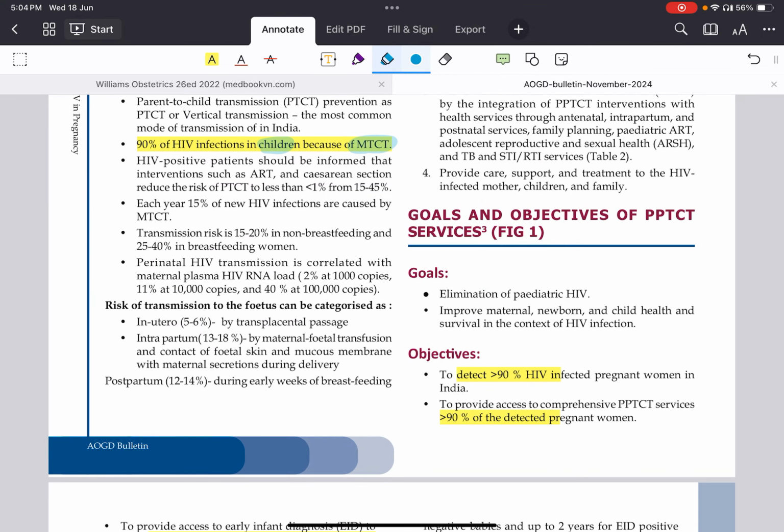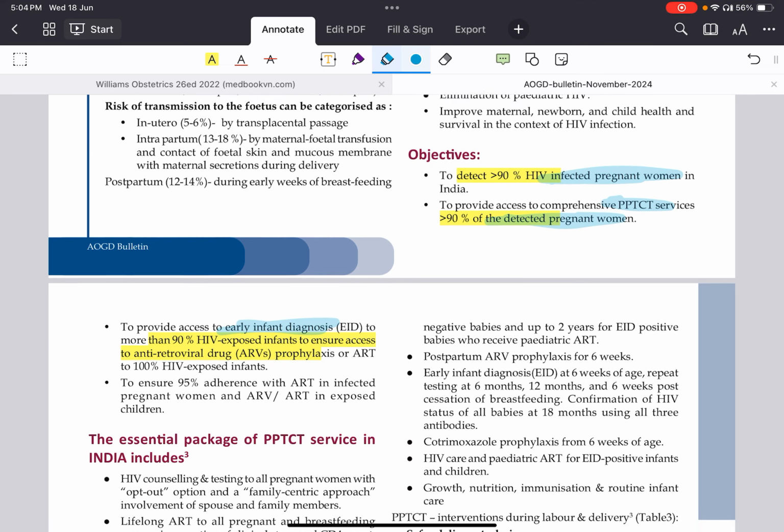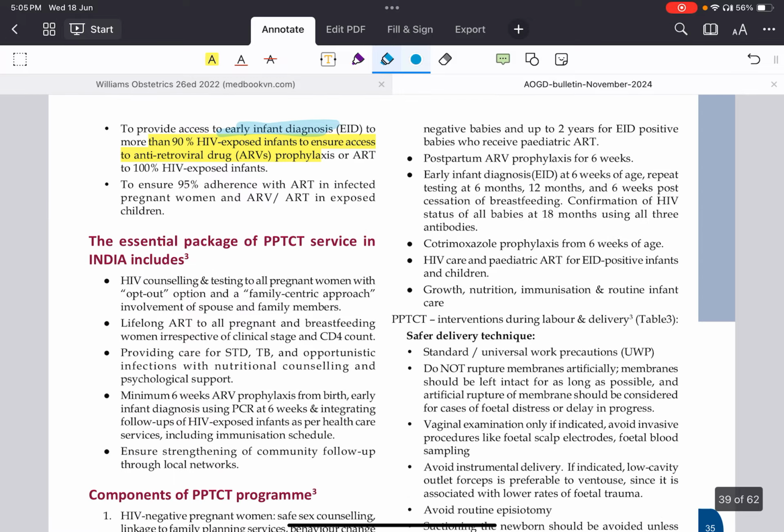Coming to goals and objectives of PPTCT, there is the 90-90-90 goal. You should detect more than 90% of HIV infected pregnant women. More than 90% of detected pregnant women should have PPTCT services, and more than 90% should have access to early infant diagnosis. They should adhere to the ART prophylaxis.